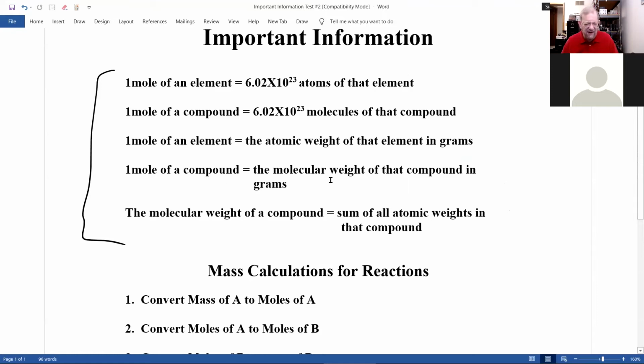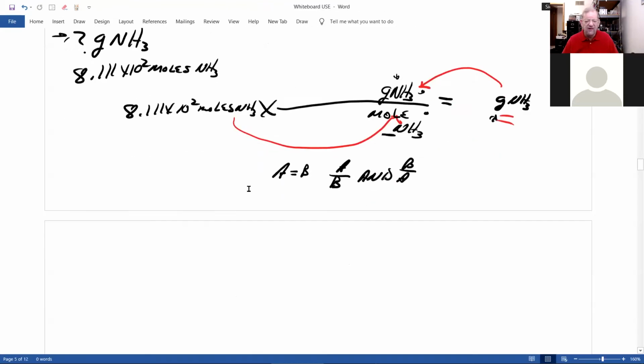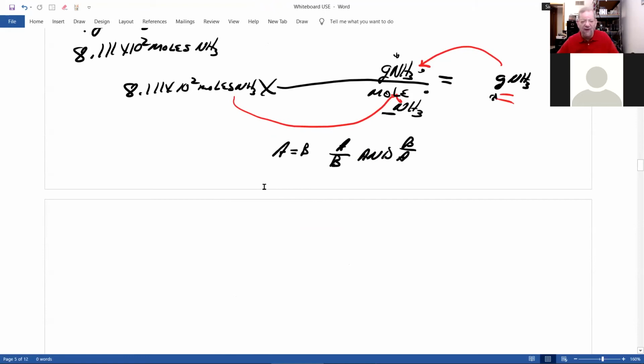And the molecular weight of that compound is the sum of all atomic weights. So I know 1 mole of ammonia equals the molecular weight of ammonia. Oh, shucks. Dr. White didn't give this to us. Well, we got to calculate it.